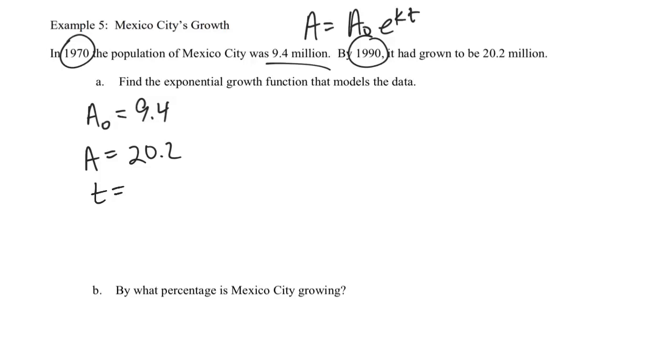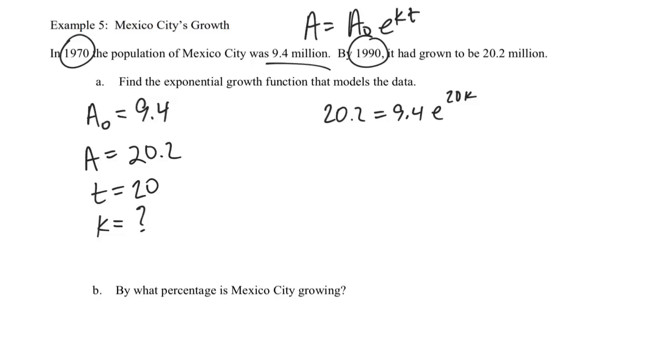How long did it take to go from 9.4 to 20.2? Well, from 1970 until 1990, that is 20 years. So I'm going to put 20 as my time, and therefore we are looking for the value of k. Plugging into my equation, I have 20.2 = 9.4 e^(20k), and then we're just going to go about solving for k.